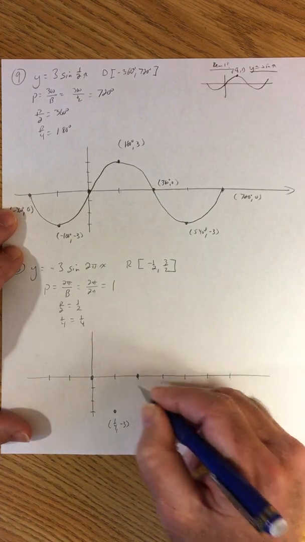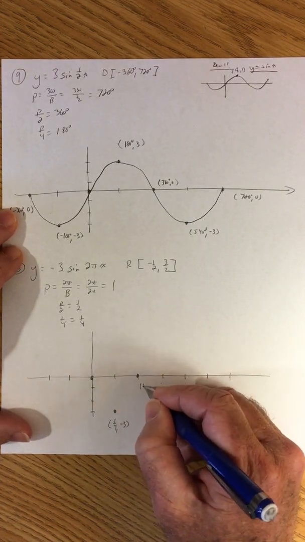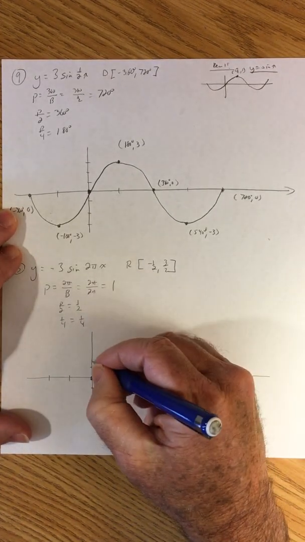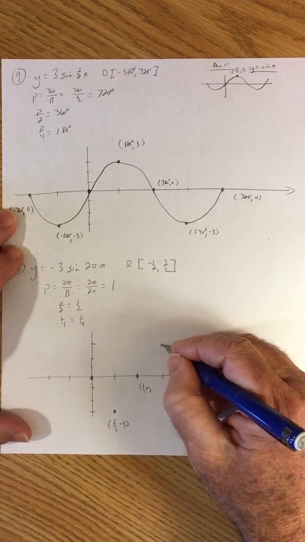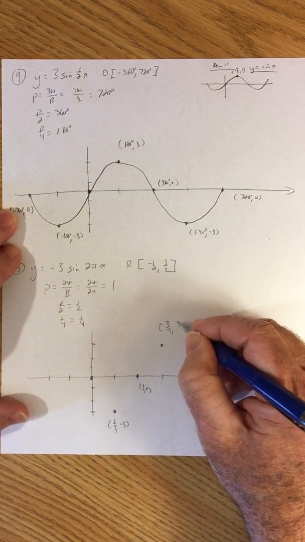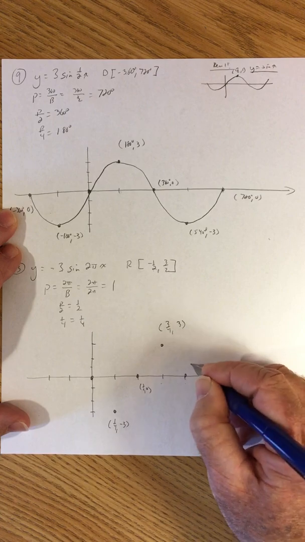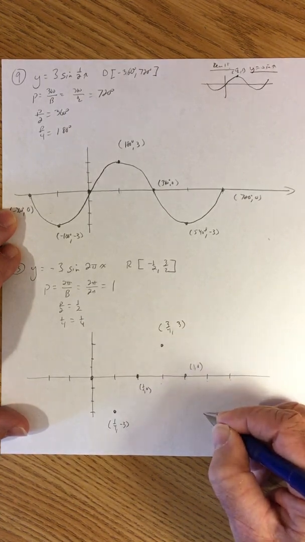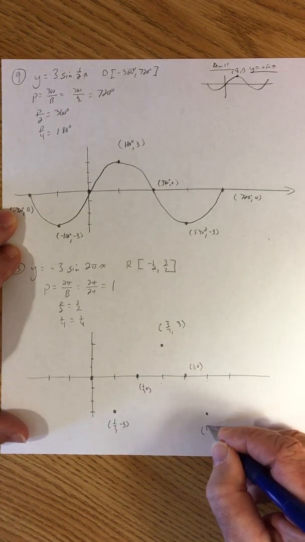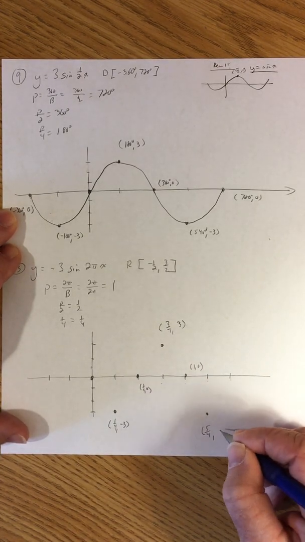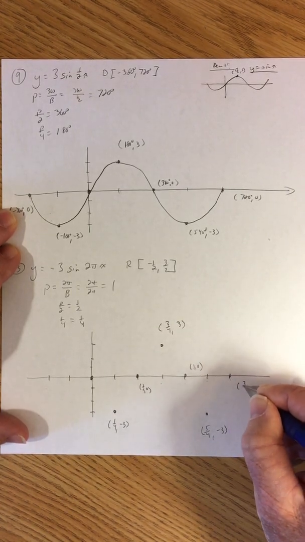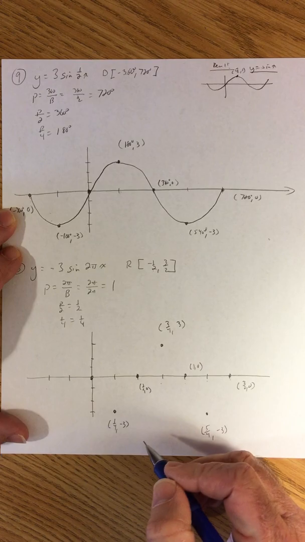Quarter cycle back here. That's 1/2, comma 0. Quarter cycle. Three quarters, comma, positive 3. That'll be 1, 0. Quarter cycle. So that's 1 1/4. We prefer improper fractions. 5/4, negative 3, and then this point is 3 halves, 0.